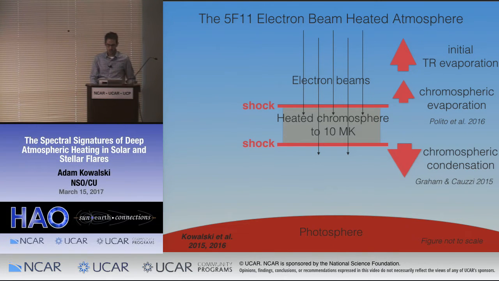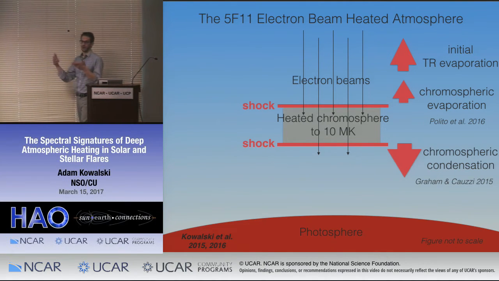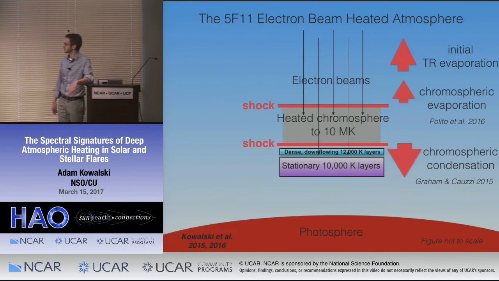With the RADYN code, we have a contribution function. The contribution function tells you where the emergent intensity is formed in the atmosphere. So we can trace back the emergent spectrum, the asymmetries, and the bright continuum emission to where it's formed. And we find that the bright continuum emission in the 5F11 model is formed over two flaring layers, which is a new addition to this standard picture here.